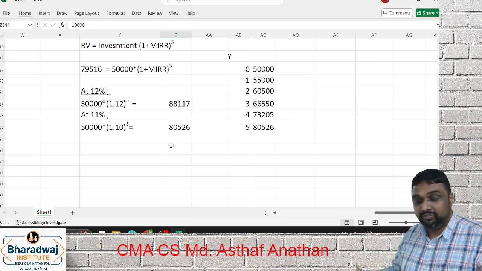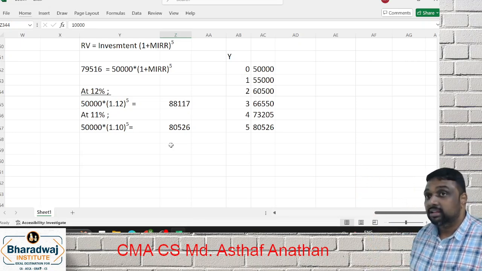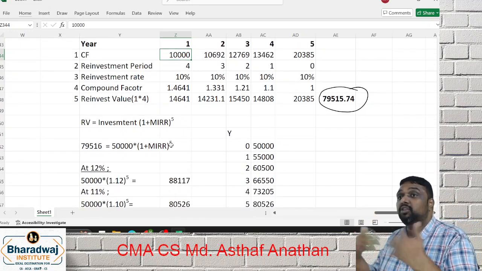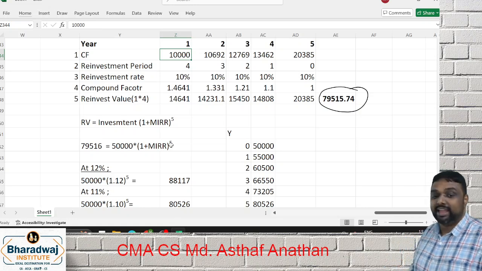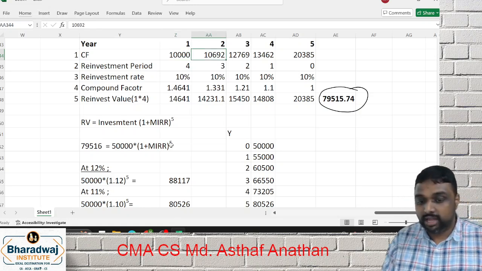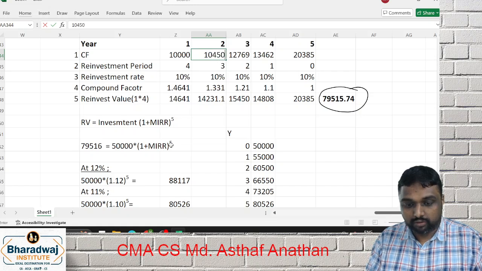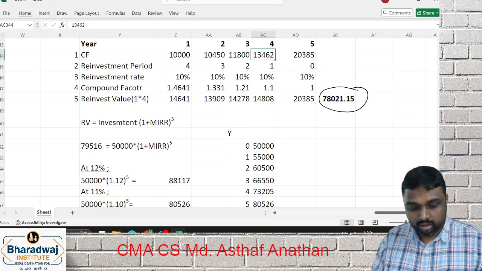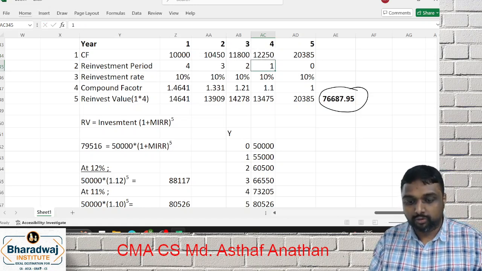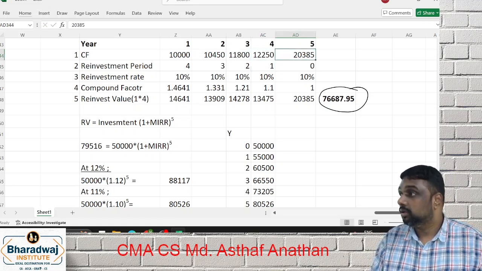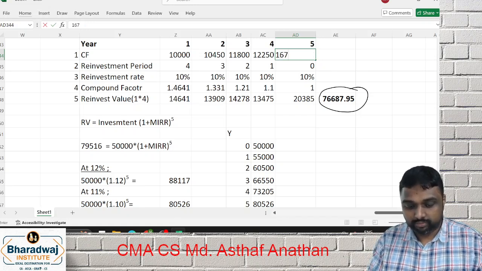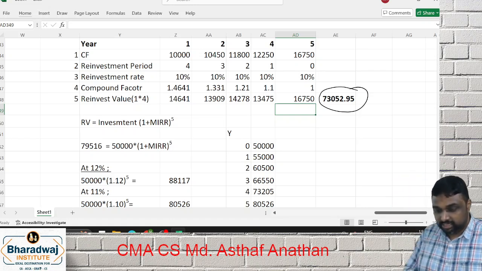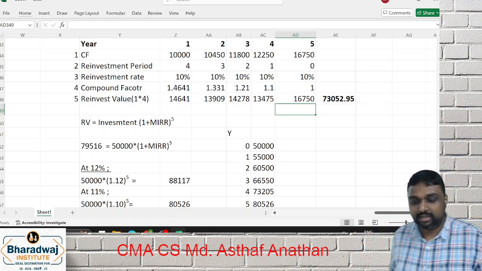Don't worry. This question we already did in our class. What is the cash flow? We correct it now itself. We have taken a random question, so the cash flow we are not taking. I took the cash flow, but what is the cash flow for this question? 10,000, 10,450, 11,800, 12,250, 16,750. So just listen. You will get the total answer slightly changed.